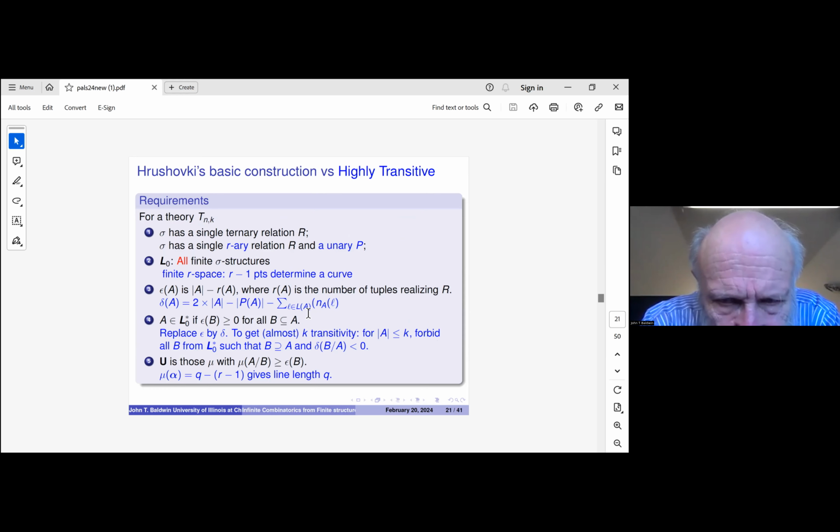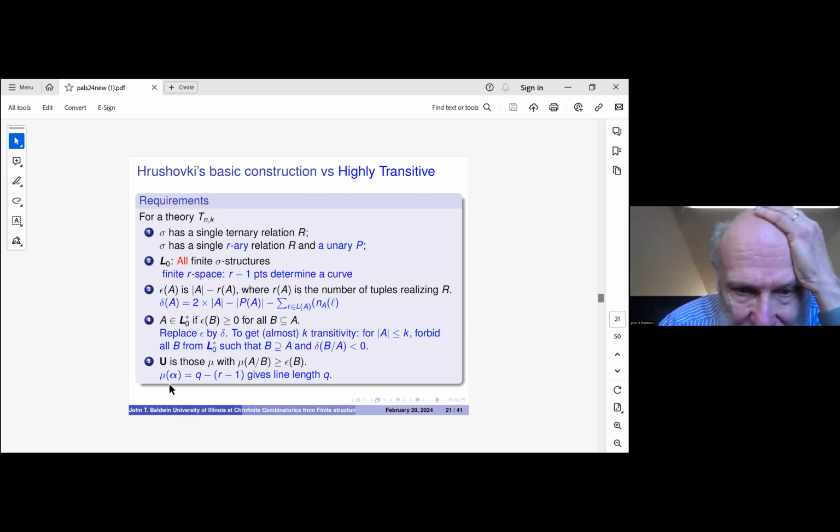To get it to be almost K transitive, you say if you have a sequence of size less than K. Now, in this case, we've only got this one R-ary relation. And so if K is less than or equal to R, that means if you have K points that don't have any connections, then what you do is take any structure bigger than that, which would drive down the dimension, and throw it out. That is, you add in the universal sentence that structure cannot appear amongst your finite classes, amongst your finite models.